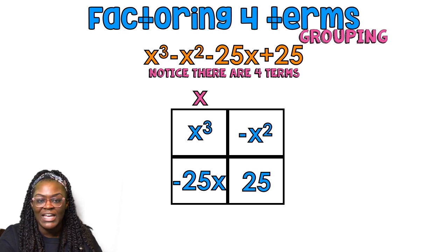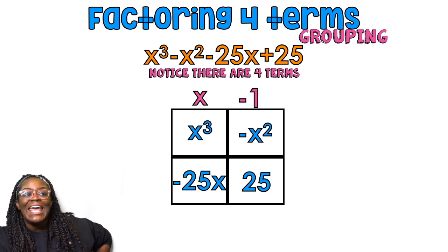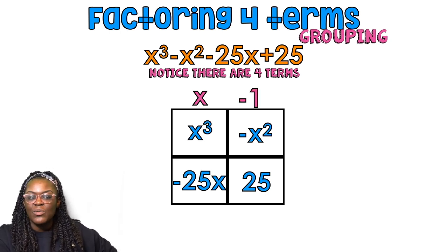You're going to figure out what they have in common. They don't have anything in common. I have a negative x squared and a 25. So you're going to take out a 1 as your GCF, but you're going to make it a negative 1 because of that negative x squared.